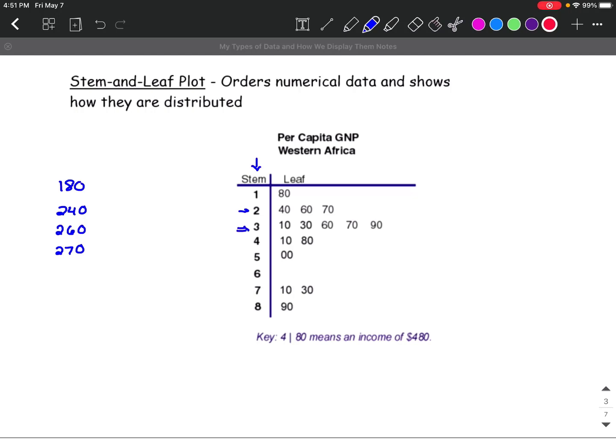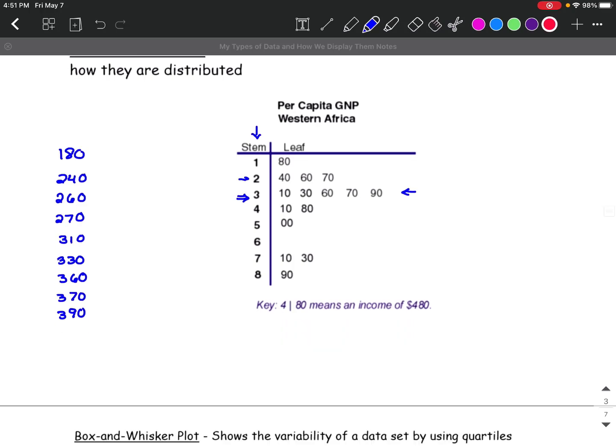Then in the next row, we've got 3 followed by a 10, that's $310, 3 followed by a 30, 3 followed by a 60, 3 followed by a 70, and 3 followed by a 90. But the nice thing about the stem and leaf, we get to see that more of the data falls in this 300 range, okay? And there's nothing in the 600 range. So it's nice to see the data arranged this way also.